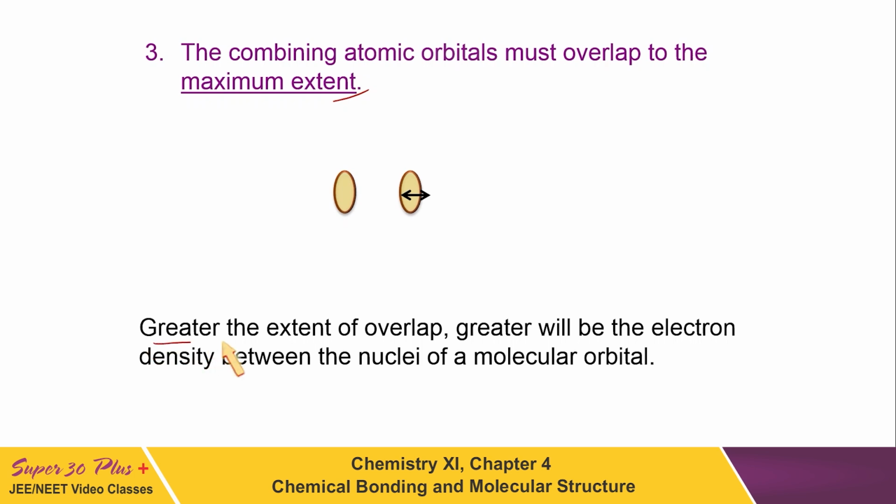Why? Because the greater the extent of overlap, the greater the electron density between the nuclei of a molecular orbital, and the more stable the bond will be. So this happens just in order to gain stability, nothing more.